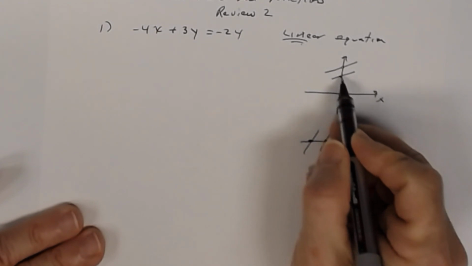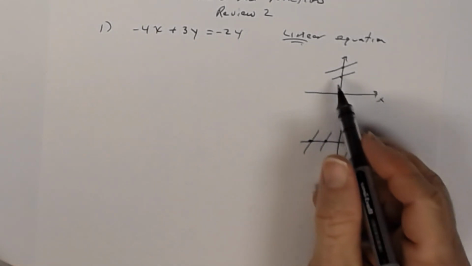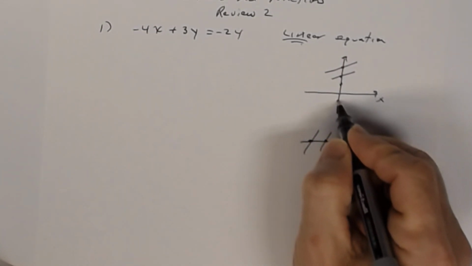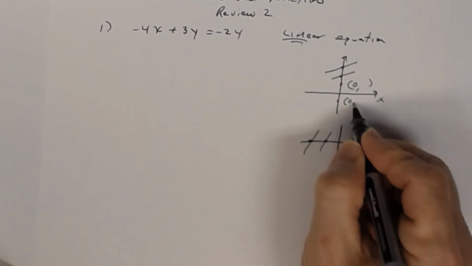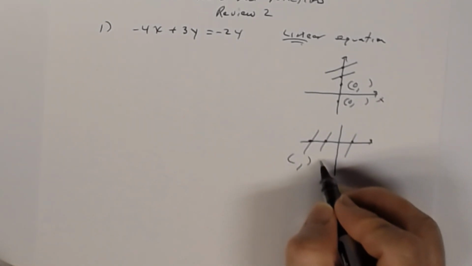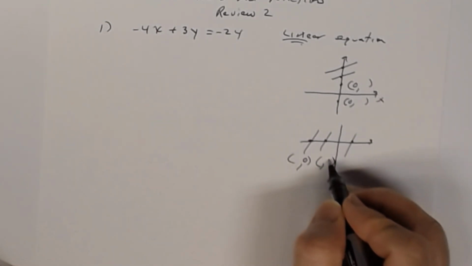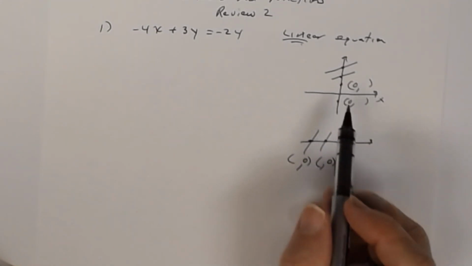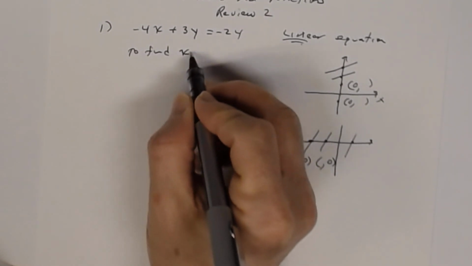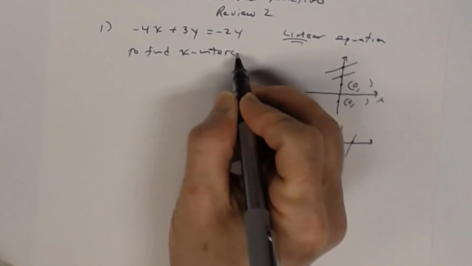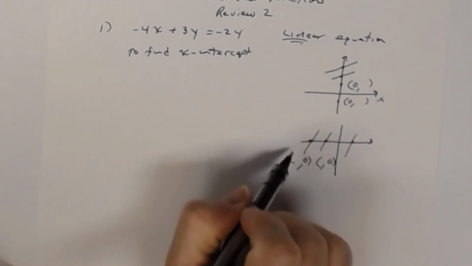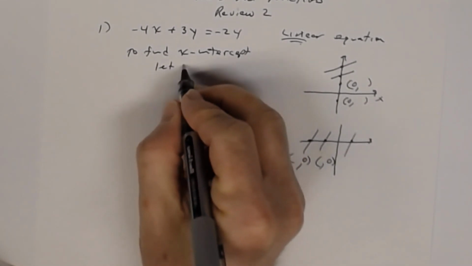One thing you learned in the lesson was that no matter where you are on the y-axis, the x-coordinate is always 0. And no matter where you are on the x-axis, the y-coordinate is always 0. So to find the x-intercept, the point where the graph crosses the x-axis, you're going to let y equal 0.